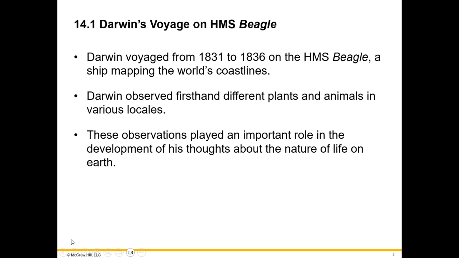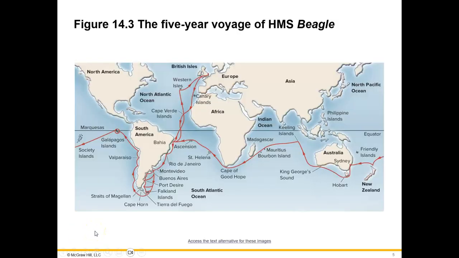He observed many differences in the different places they went, and these observations played an important role in the development of his thoughts about the nature of life on Earth. This red line shows the path that the ship took around the world, and it's kind of mind-boggling that they were even able to accomplish this, given their total lack of technology at that time. But they followed this path, and they spent the majority of their time around South America and then here in the Galapagos Islands.